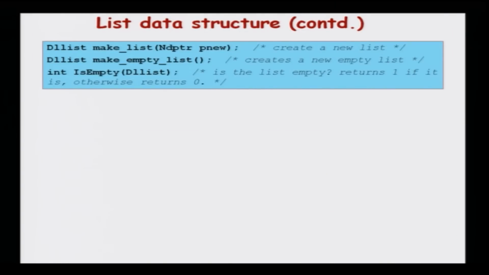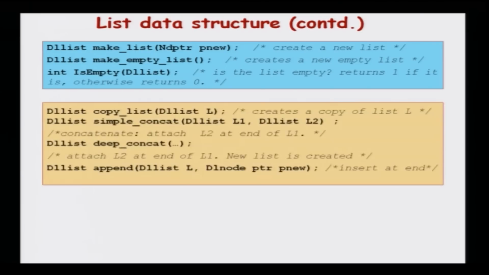Okay. So, and then you can think of several other common operations. You can think of a make node, you can think of a make list with a single node pointed to by p new. You can make an empty list, you can check whether a given list is empty. You can write functions to copy a doubly linked list to a new doubly linked list. You can concatenate two doubly linked lists.